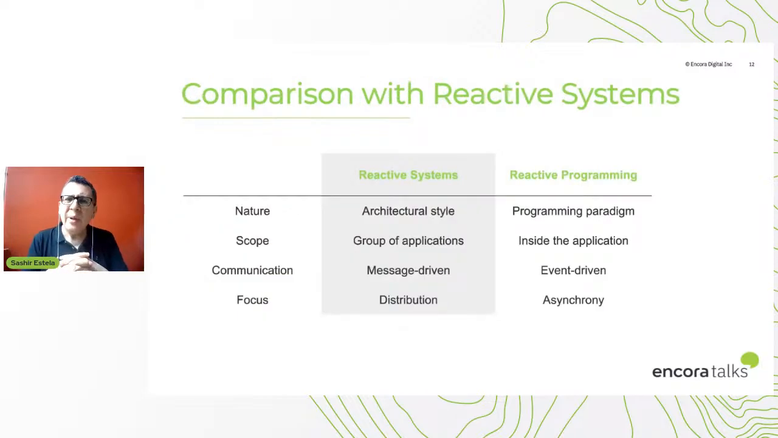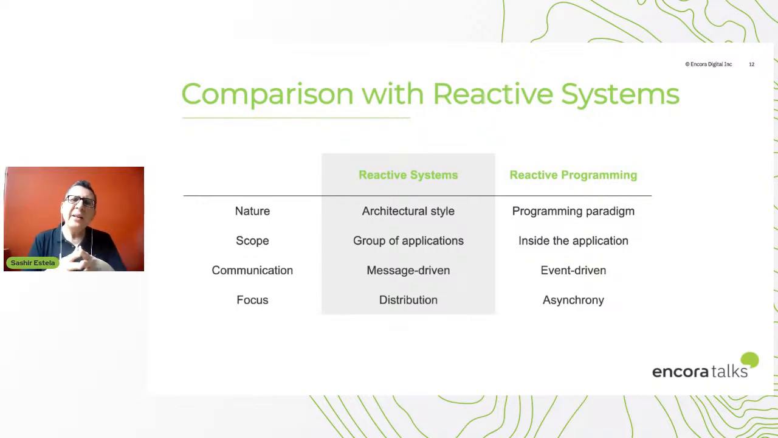Let's make a comparison between reactive programming and reactive systems. Some people used to confuse the terms, but it's important to separate them and identify them correctly. For example, in the dimension of nature, a reactive system is a kind of architectural style. Instead, reactive programming is a programming paradigm. The scope of a reactive system is a group of applications. For reactive programming, the scope is inside the application.